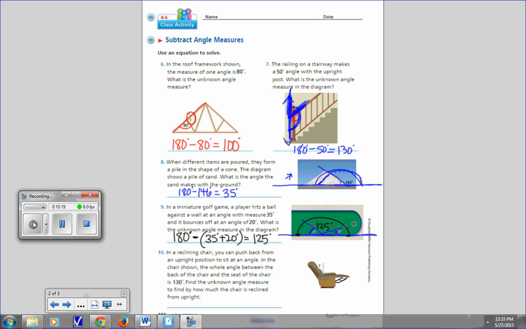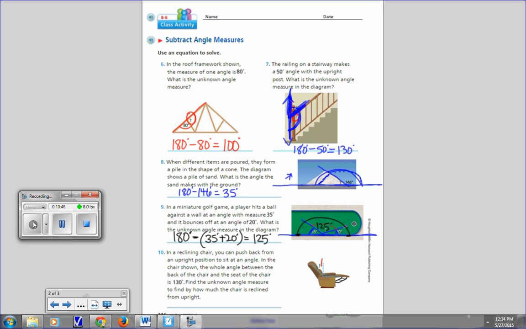This next question is something Mr. Crane would love. It's a reclining question because he loves his recliner chair. In a reclining chair, you can push back from an upright position to sit at an angle. And the chair shown, the whole angle between the back of the chair and the seat of the chair is 130 degrees. Find the unknown angle measure to find how much the chair is reclined from upright.